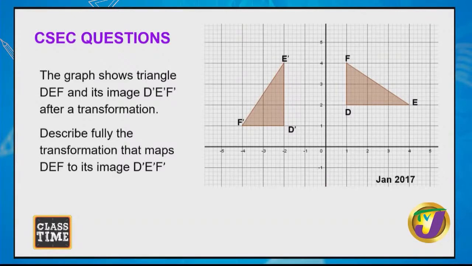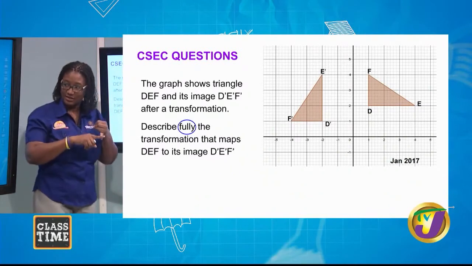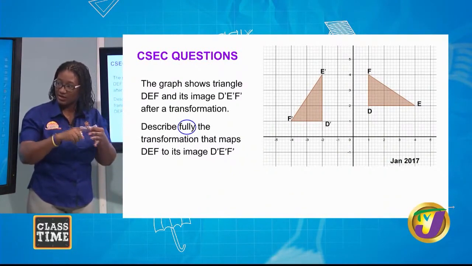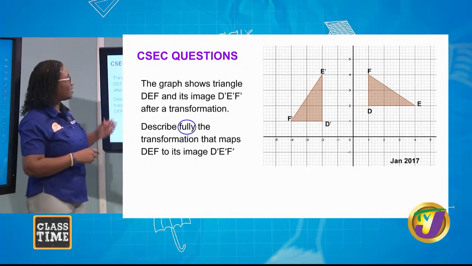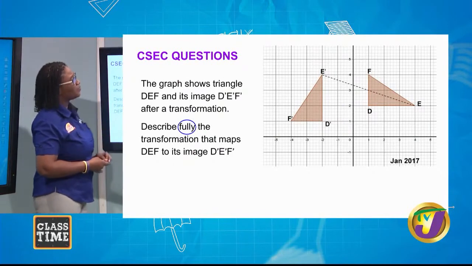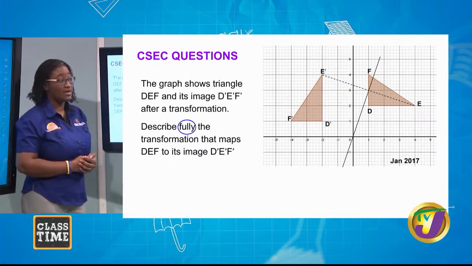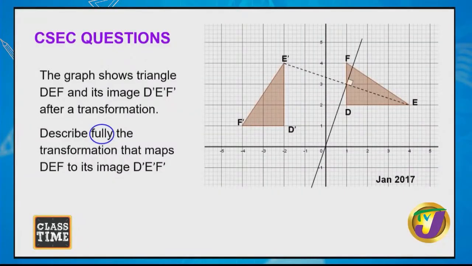Yes. So if we're going to describe fully, remember it says fully. So we need center, angle, direction. So let's talk about the center. So let's talk through. We're connecting E to E prime, and we're drawing its perpendicular bisector. Let's do another. D to D prime, and we are drawing its perpendicular bisector. And there we have our center of rotation.